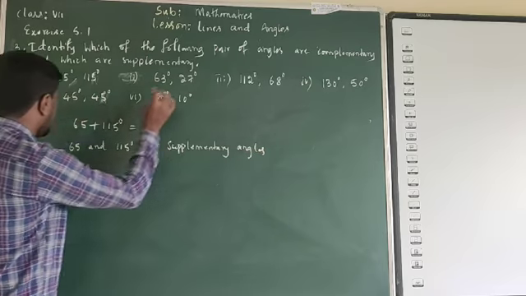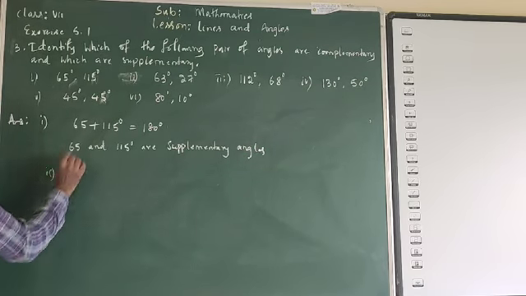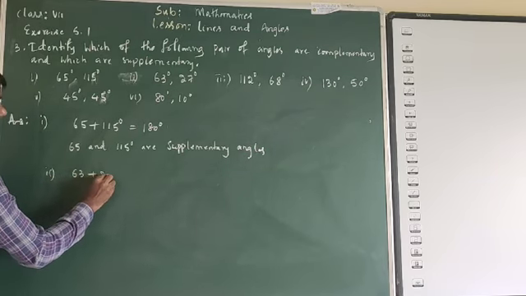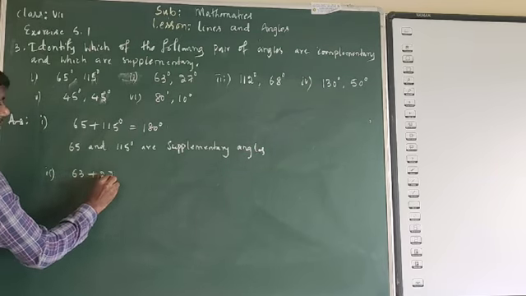Okay. Similarly, for the second one you can add 63 plus 27 degrees. We are getting 90 degrees, right? Therefore, 63 and 27 degrees are complementary angles. So if you get 90 degrees, then they are complementary angles. When you add those two angles and the sum is 180 degrees, then they are supplementary angles. Okay. So these two have been done.